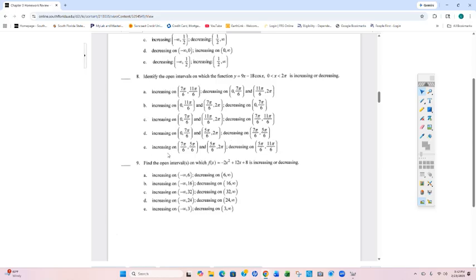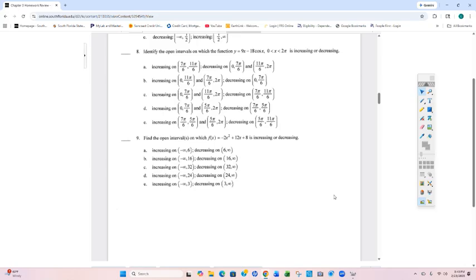And E, increasing on two intervals, 7 pi over 6, 5 pi over 6, and 5 pi over 6, 2 pi. Decreasing on the interval 5 pi over 6, 11 pi over 6. The correct answer is C, and that is from section 3.3.